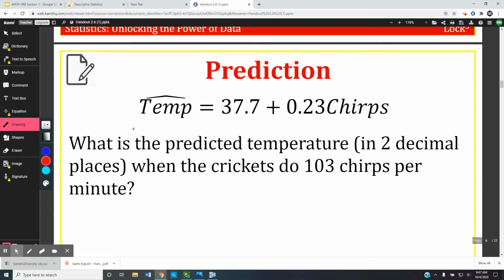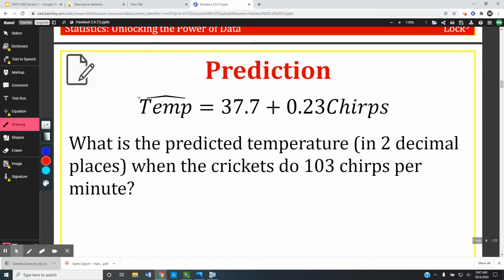In a prediction, we would not use y, we would use the word temperature, with the signature of a hat. This tells us that this is the predicted temperature. It would be equal to 37.7, the starting position, plus 0.23, which is the increase in temperature per one chirp.